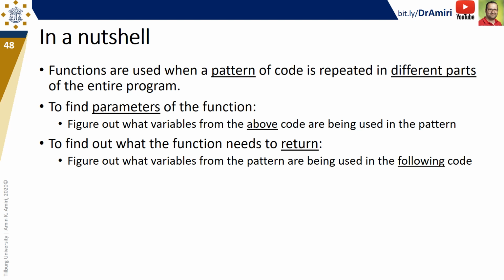In a nutshell, in summary, functions are used when a pattern of code is repeated in different parts of a program. To find the parameters of the function, you need to figure out which variables from the above lines are required inside this pattern. And to figure out what the function needs to return, you need to figure out which variables inside the pattern are used in the next lines. That can help you write down the return statements.